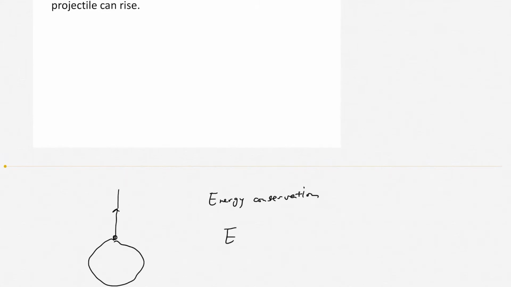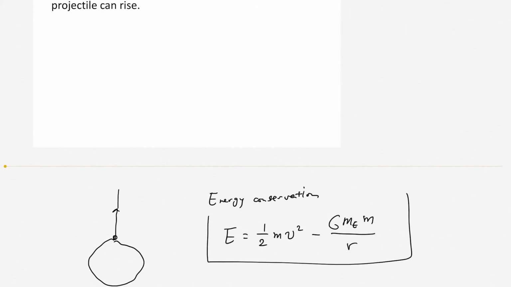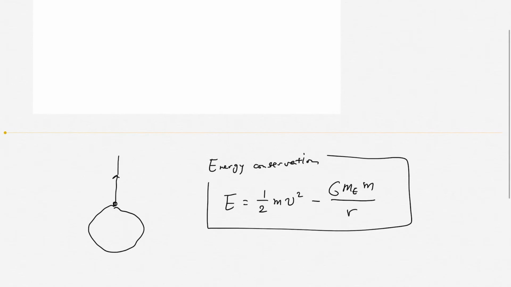Energy is given by the sum of two energies. One is the kinetic energy and the other is the gravitational potential energy: mass of the Earth, mass of the object, over the distance between the two objects. This energy is always conserved in these questions.